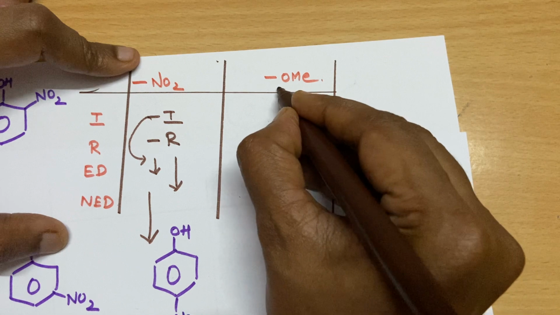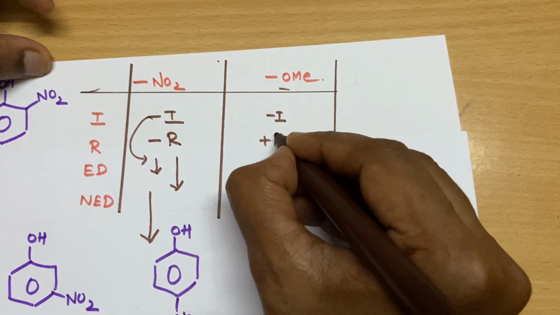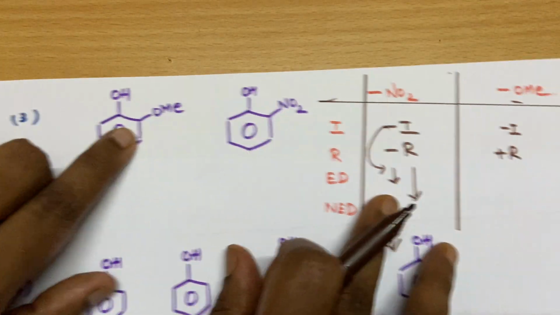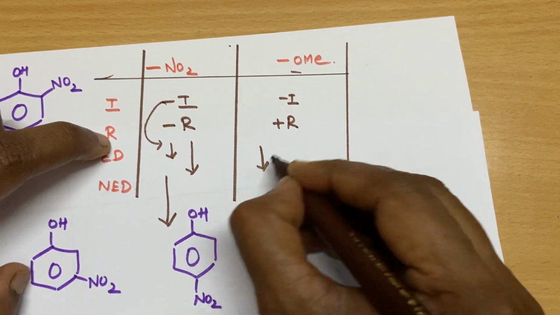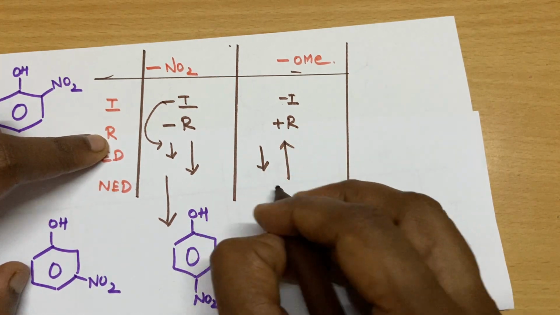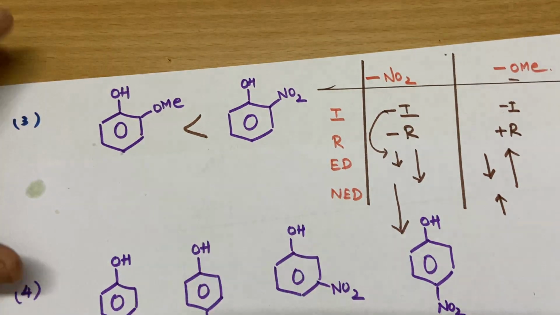Here methoxy, it is minus I, and this is plus R. So what happens? Minus I, and the ortho effect is one bond distance, so it is going to decrease, and plus R effect, it is going to increase. These two are in opposite direction, so after nullifying, there is a decrease.